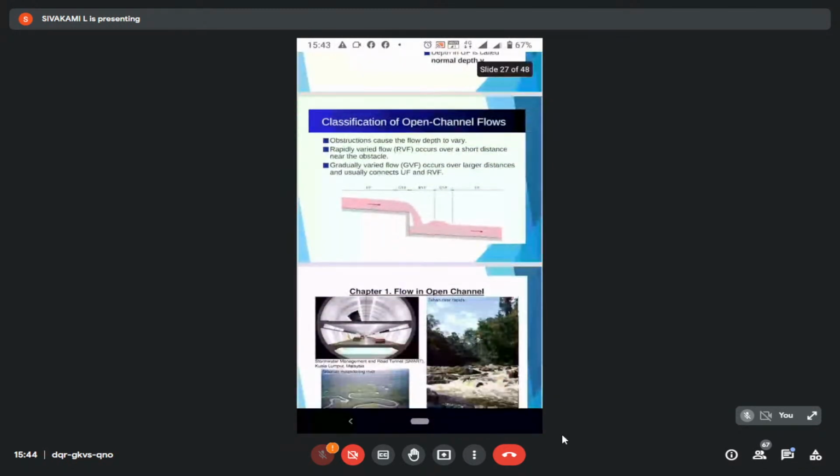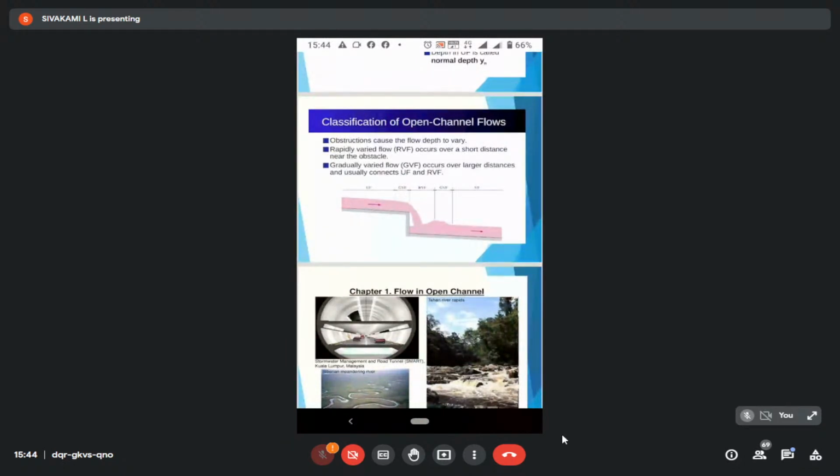See here, the obstructions cause the flow depth to vary. If you look at the diagram, after some time the flow is heavily poured into the deep point, where initially it has a wavy structure. Only after some time does the flow become laminar. So if there is an obstruction, that is, if you have some depth after some section, the corresponding flow pattern will vary.